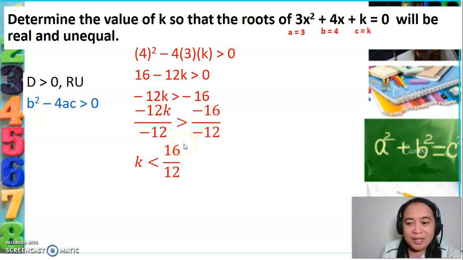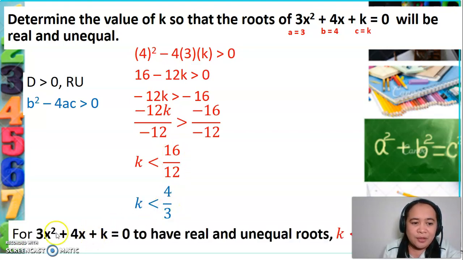So take note, the rule in math is that when you divide or multiply an entire inequality by a negative term, you should always flip its inequality symbol. Now at this point, we can still simplify 16 over 12 into 4 over 3. So therefore, for 3x squared plus 4x plus k to have real and unequal roots, the value for k should be lesser than 4 over 3. Now, what are numbers lesser than 4 over 3? It could be 1, it could be 0, or it could be negative numbers.